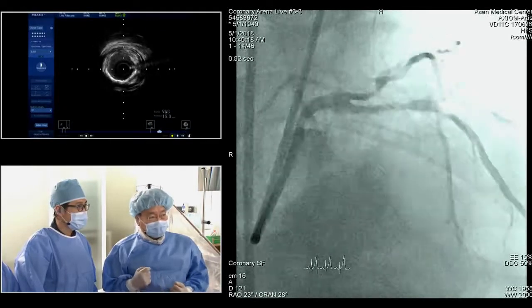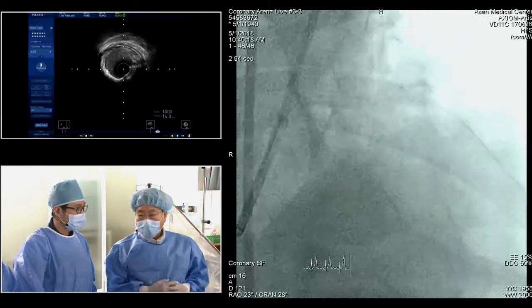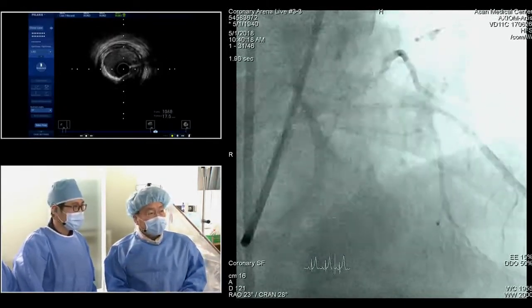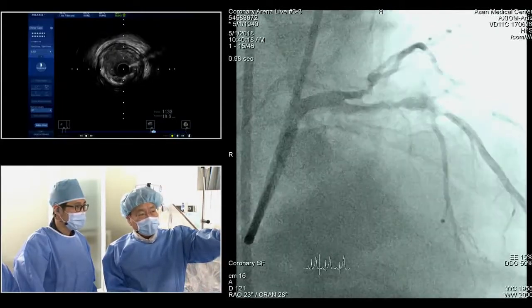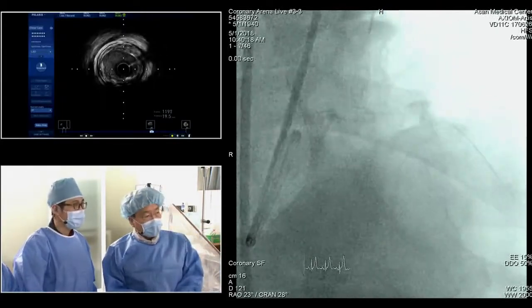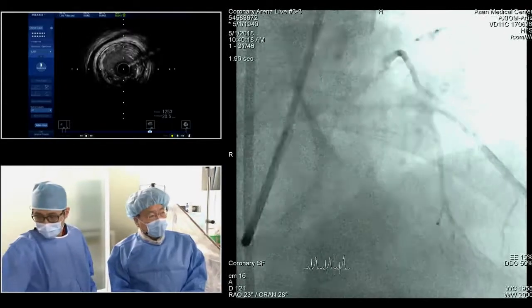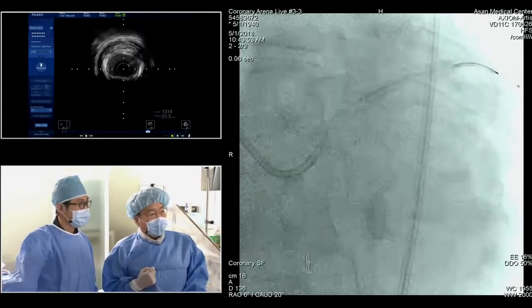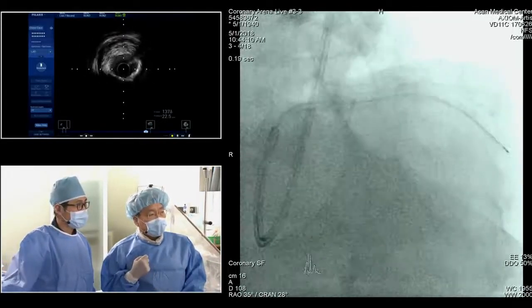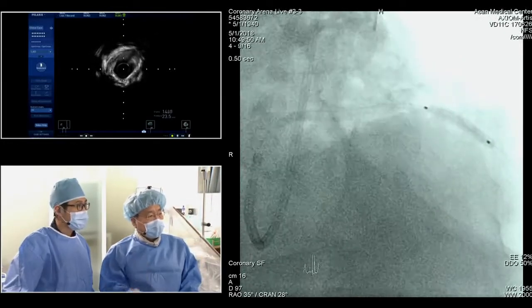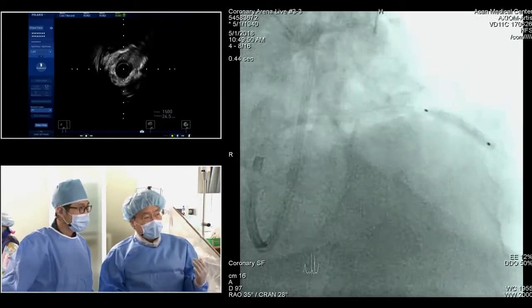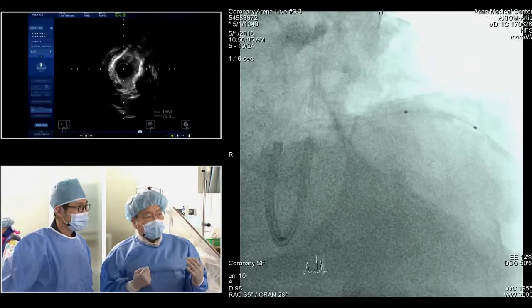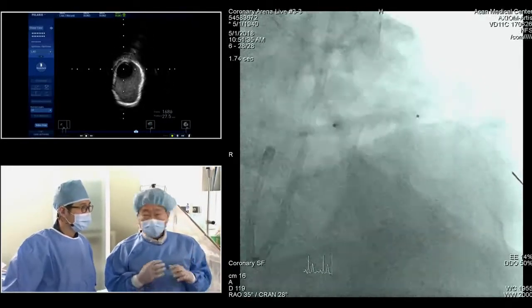So we did non-compliant balloon dilation from the mid to distal LAD. Some difficulty to even pass. All right. Balloon 3 non-compliant. Even there are some difficulty. The first non-compliant balloon ruptured during the inflation.